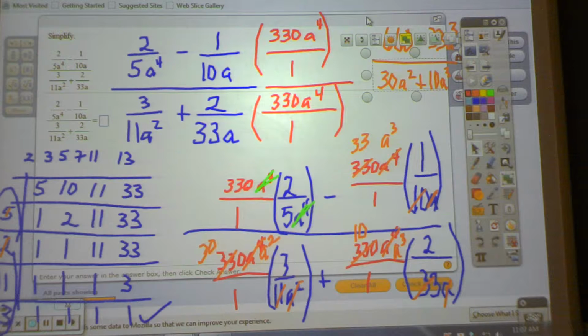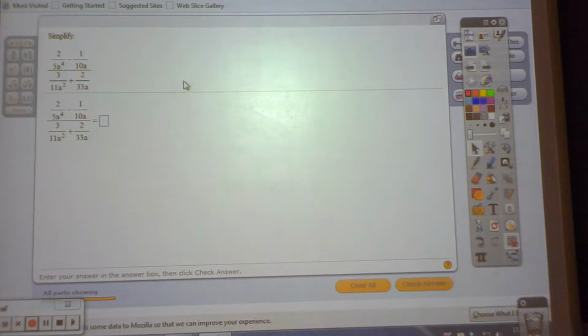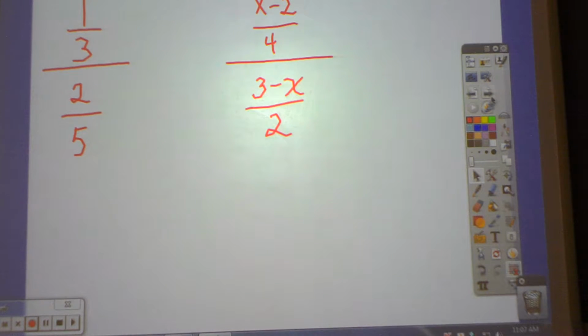It'll let me copy part of it. I don't understand this program sometimes. Oh well. All right, somebody give it to me.